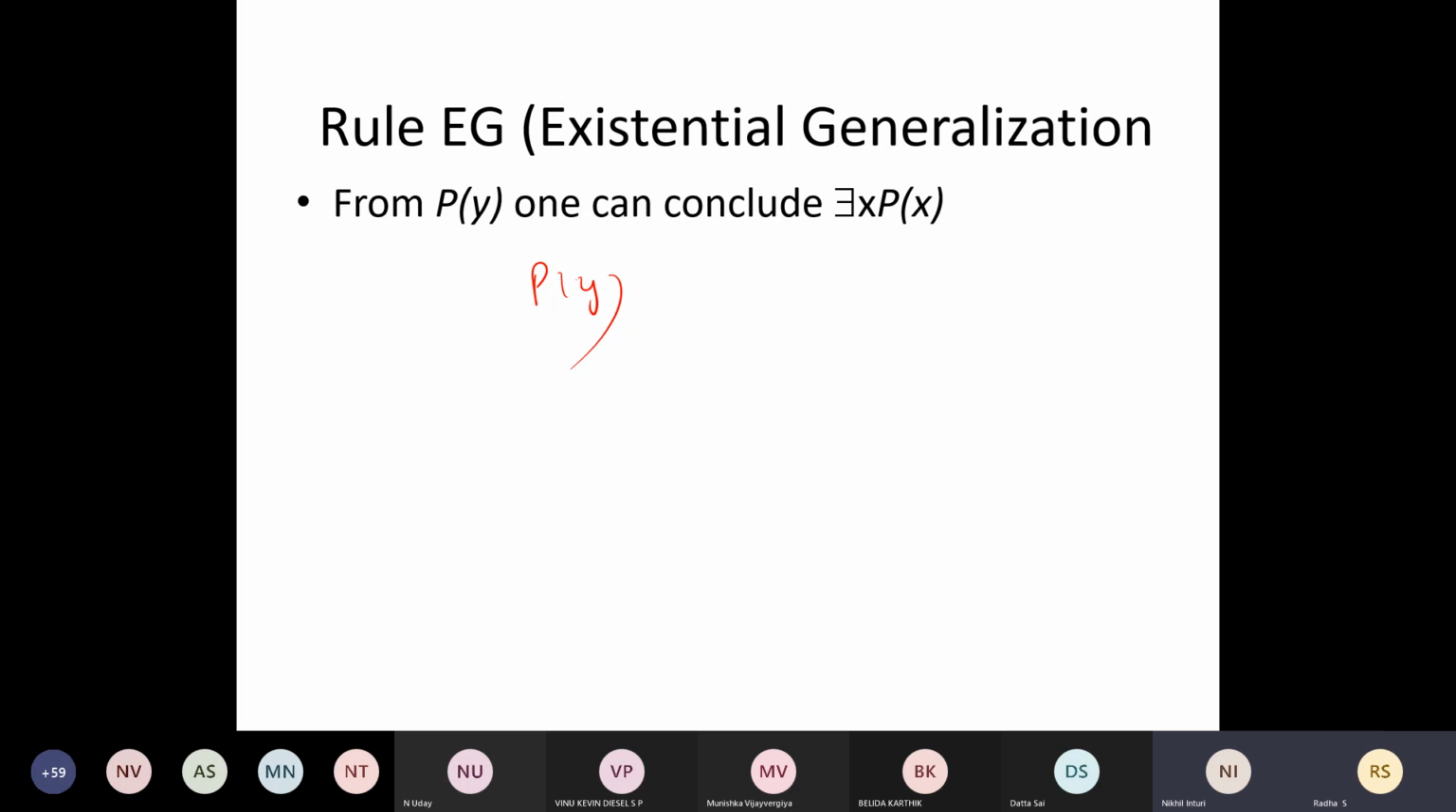You can even say a particular person also. Ram is good, where Ram belongs to this particular class. Then I can say there exists a student in this class who is very good. That is applicable. But for the universal case, you should not use a particular name. Simply you can say P of y.